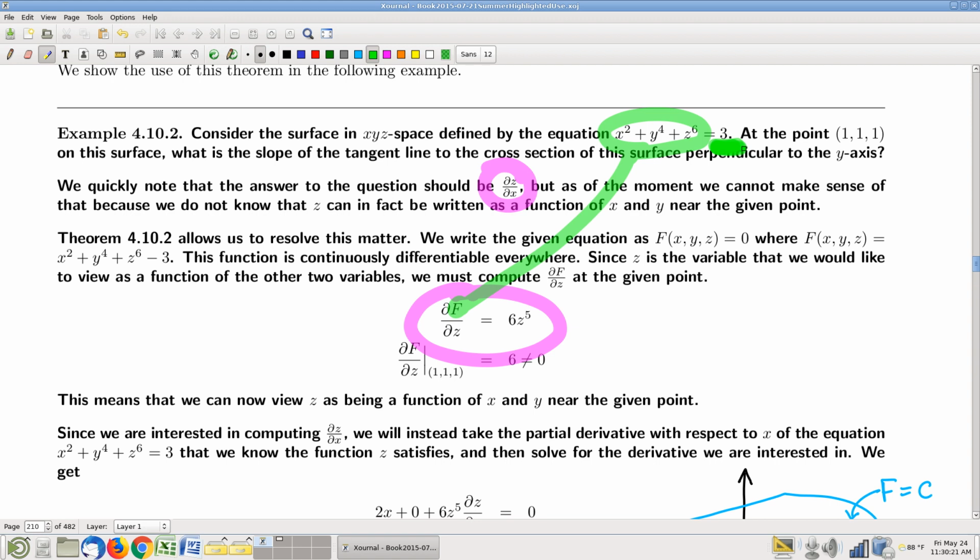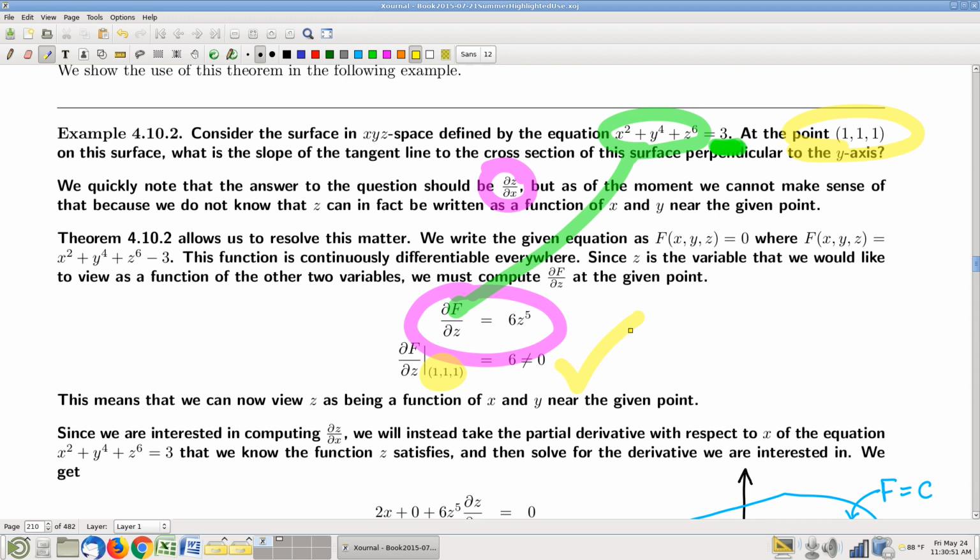Okay, so we take that function, take a partial with respect to z, because z is what I want to view as being a function of the others, and plug in the point in question. We're interested in what's happening at the point 1, 1, 1. Plug in 1, 1, 1, and it's not 0. Therefore, not a problem. Yes, you can view z as a function of x and y. Everybody okay?